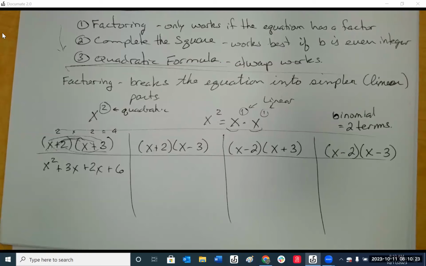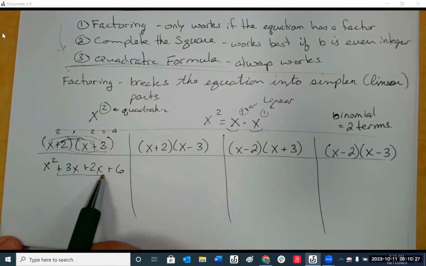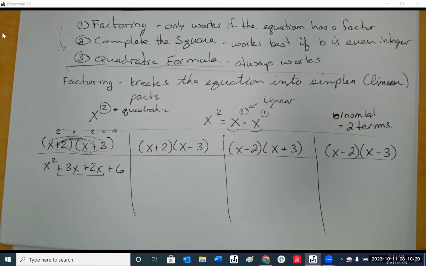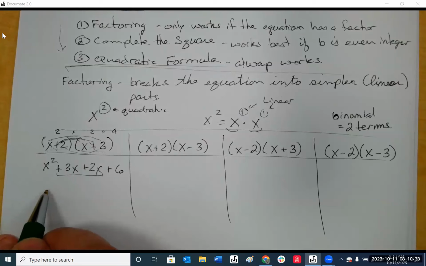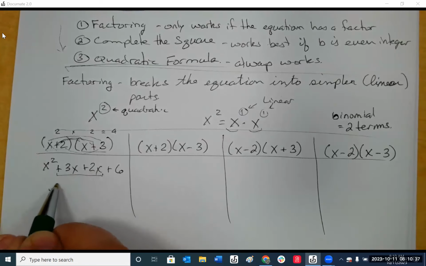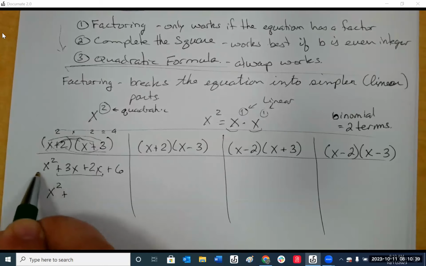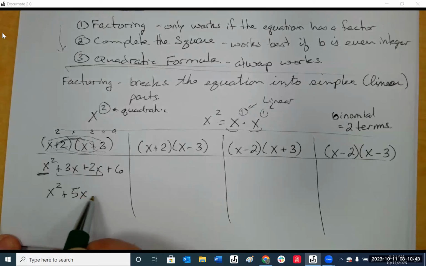The rule of thumb is, whenever you get rid of parentheses, your next step should always be to combine like terms. 3x plus 2x are both positive. So we have the x squared, then 3 plus 2 is 5, and they're all x's, and then plus 6.